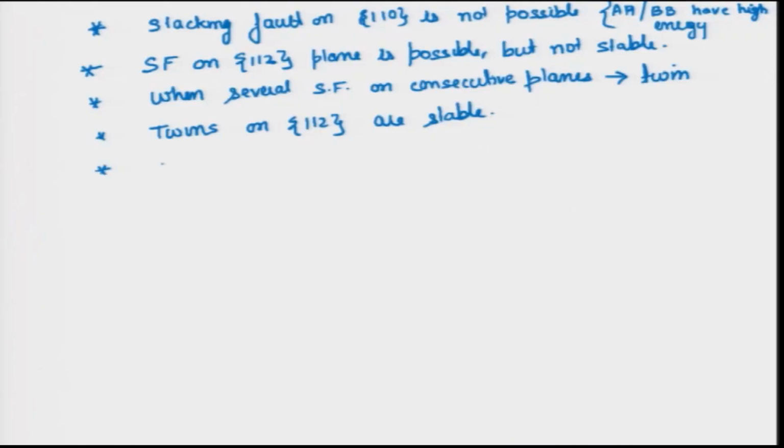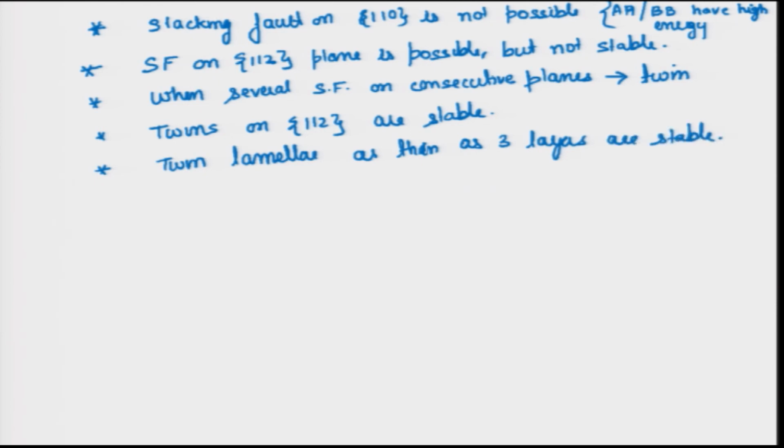And people have found that twin lamella as thin as 3 layers are also stable. A one-layer twin lamella would mean the same stacking fault that we were talking about, which we know by now is not stable. Even 2 layers is not stable, but when you get up to 3 layers, people have found that this can be stable.